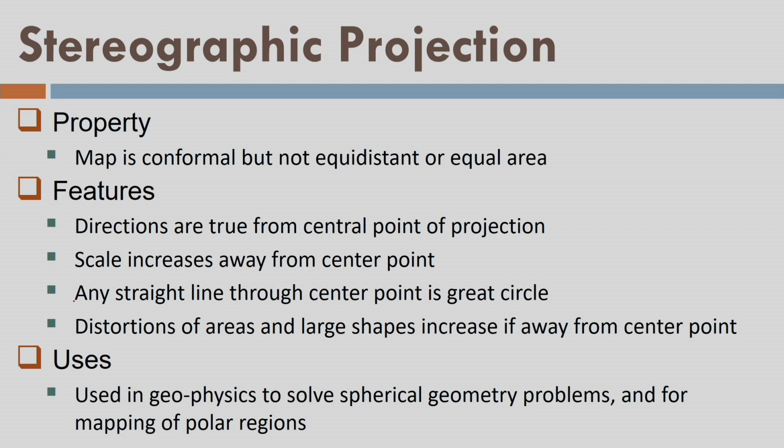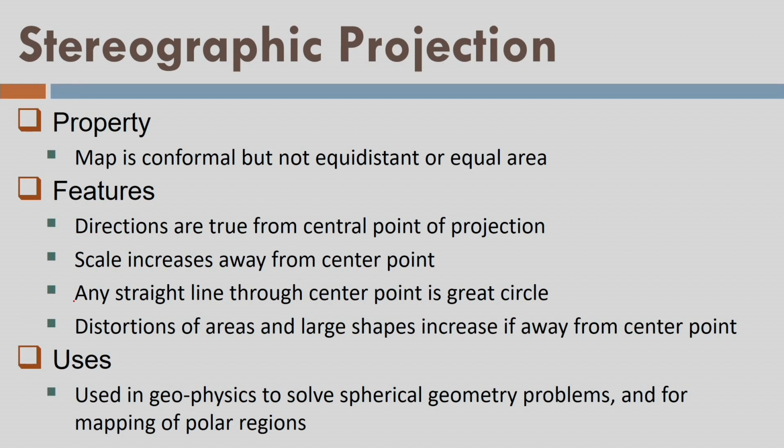There are some properties in this map projection. We ensure that this map projection is conformal. That means deliberately it is ensured that if two lines have some angle theta between them, the angle between them should remain theta even after projection, and because of that we call it the conformal property. After ensuring this conformal property, we get some features like directions are true from the central point of projection, the north pole. So from the north pole all the directions are preserved. For example, if I take all the meridians, the angular distance between the meridians before and after will remain the same. The scale increases away from the center point.